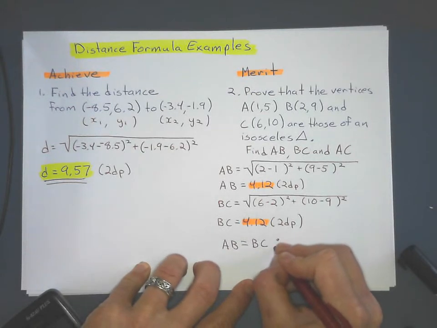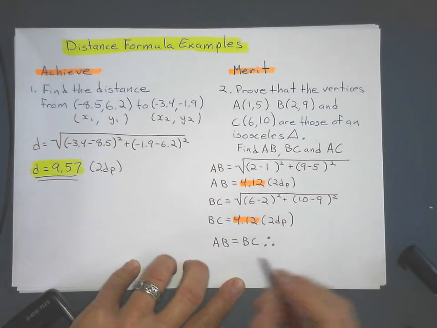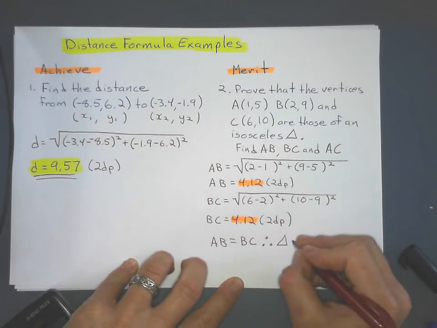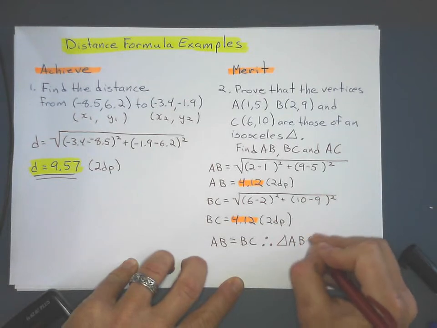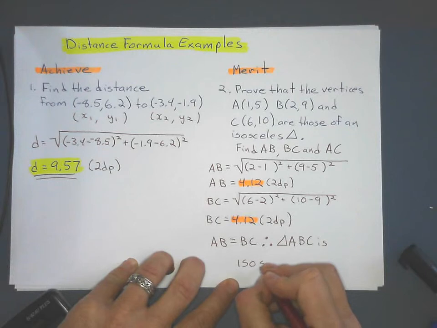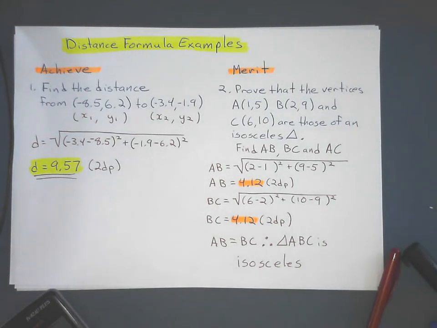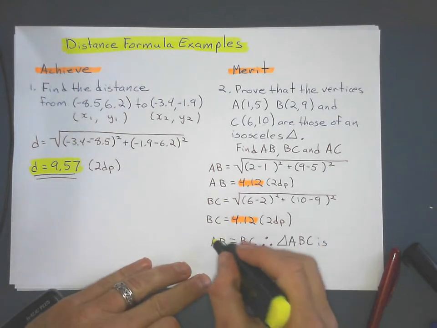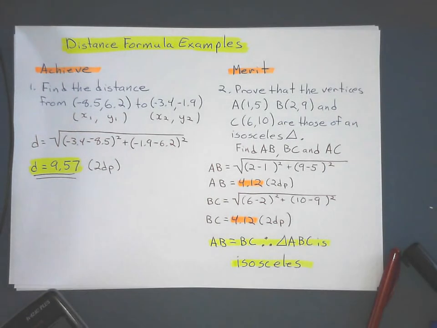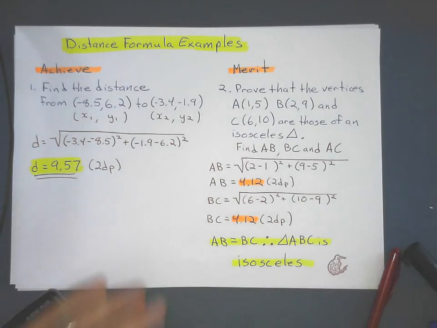That little symbol there means therefore, and you write it in proofs and conclusions. Triangle ABC is isosceles. That's a hard word to spell now. Finished with the stamp of approval. Okay, good job.